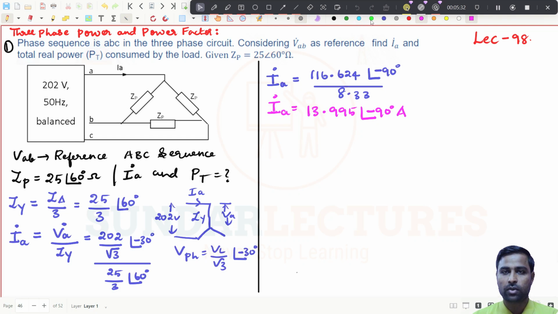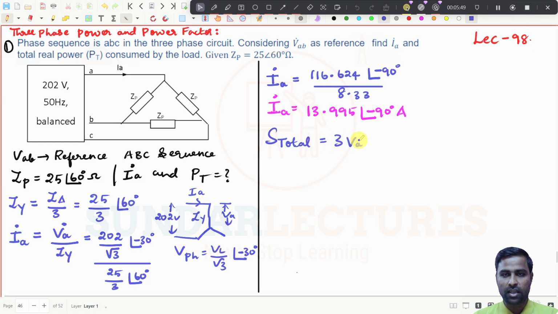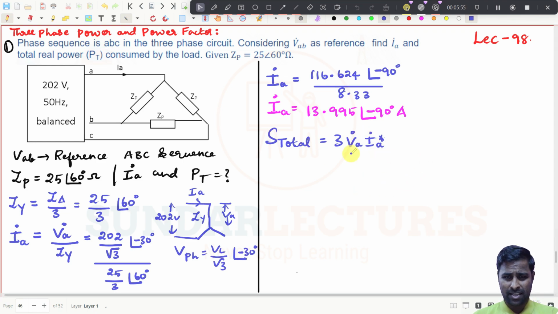Now what you need to find? You need to find the value of PT, that is the total power. Maybe I will go for ST, that means the total kVA rating. Total kVA rating, as we derived in the previous class, is equal to 3 into VA into IA star.